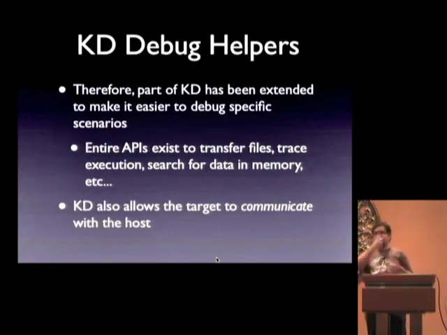So KD is often used for debugging Windows, and so parts of KD have been extended to make it easier to debug specific scenarios. So for example, KD actually has entire APIs to send a file or to receive a file, which are useful when you're trying to override a driver on a target. Things for searching data and memory. But the strange thing about KD is that it also allows the target to communicate with the host.